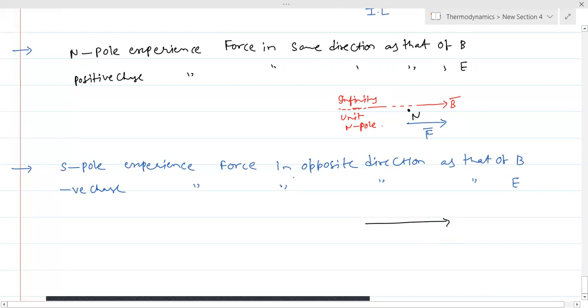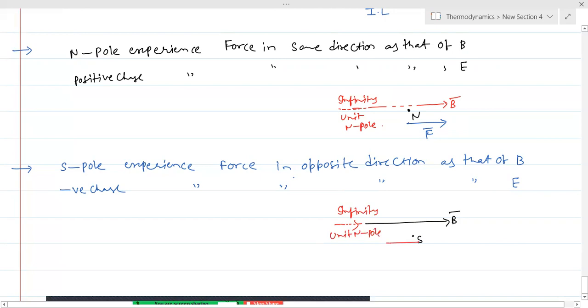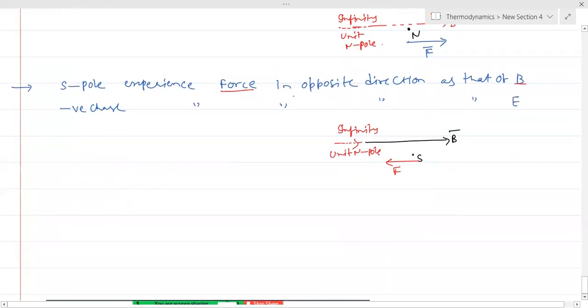So let us say this is the direction of the magnetic field. We are keeping a south pole here. So what we are assuming is, in the direction of the magnetic field, infinity unit north poles are coming. They simply attract the south pole to the left side. So that means the directions of force and magnetic field are opposite to each other in this case.